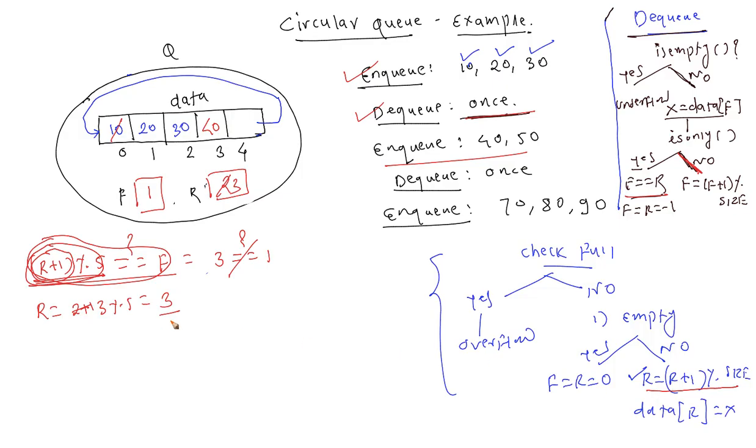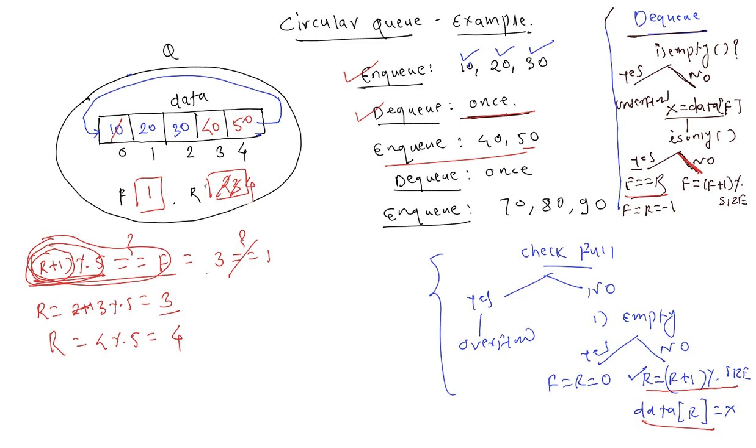Now I am saying here R equal to R plus 1. So R was 3, R is equal to R plus 1, 3 plus 1 is 4, mod 5 is equal to 4. So now R becomes 4. And then I am going to the data array on location number 4 and inserting this 50 there, right? So this is the situation so far.